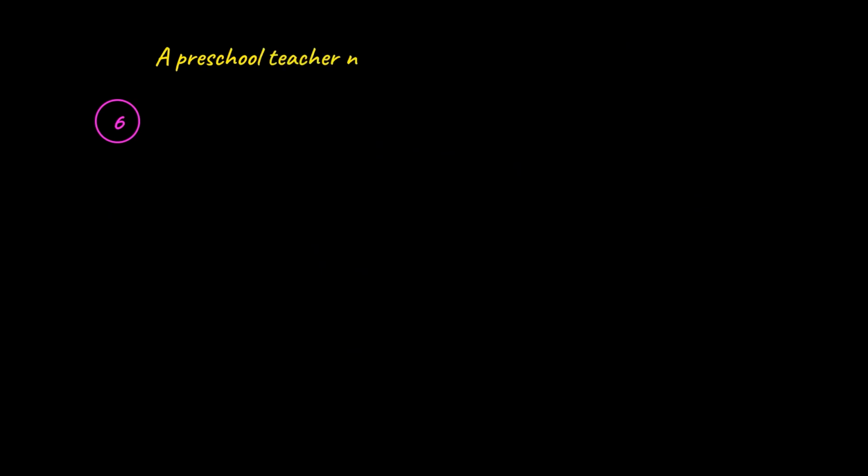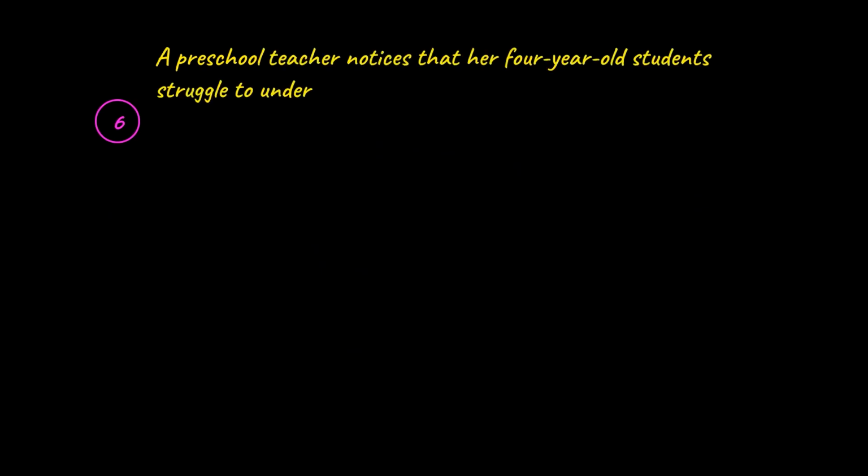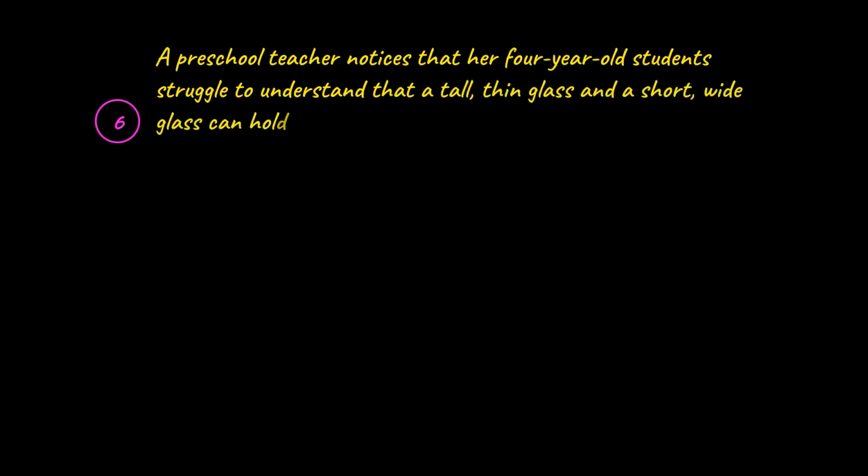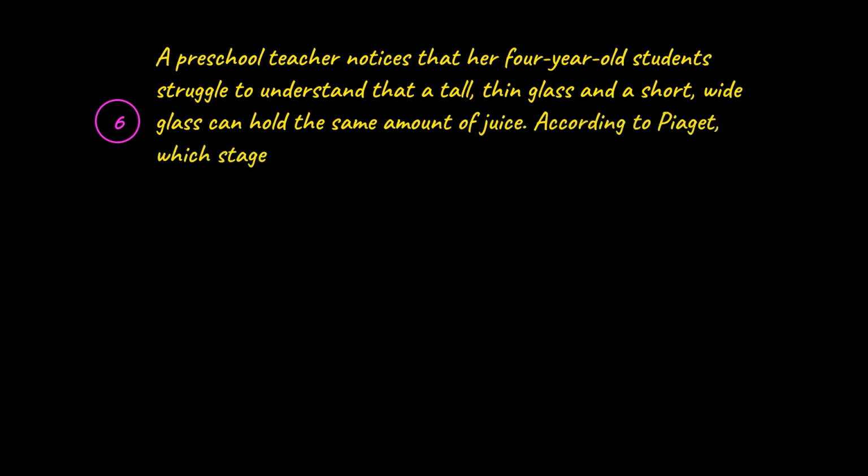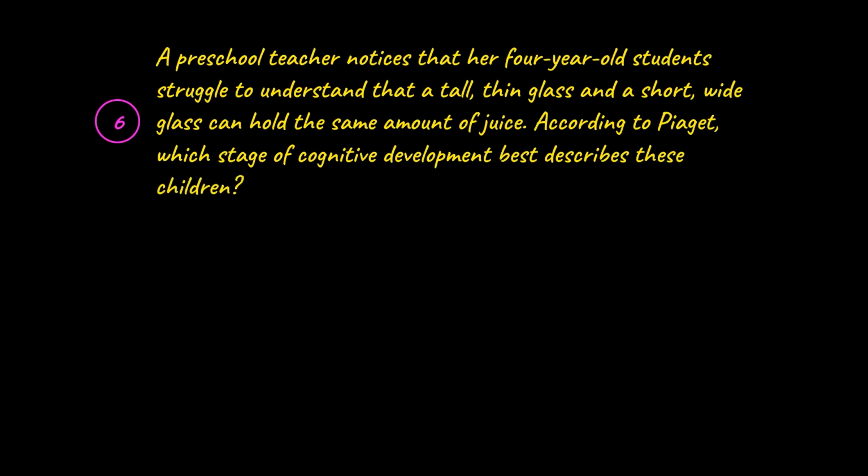Question 6. A preschool teacher notices that her 4-year-old student struggled to understand that a tall, thin glass and a short, wide glass can hold the same amount of juice. According to Piaget, which stage of cognitive development best describes these children?